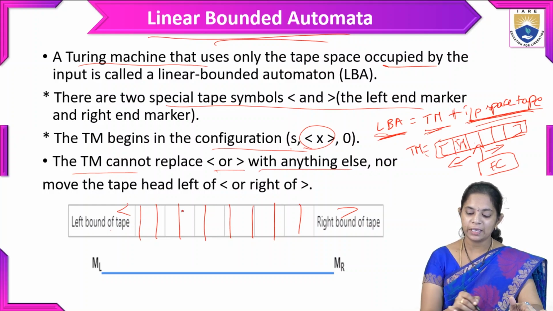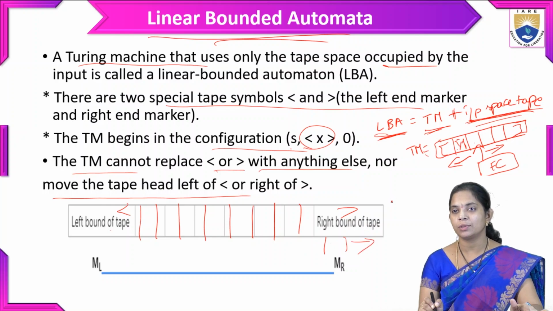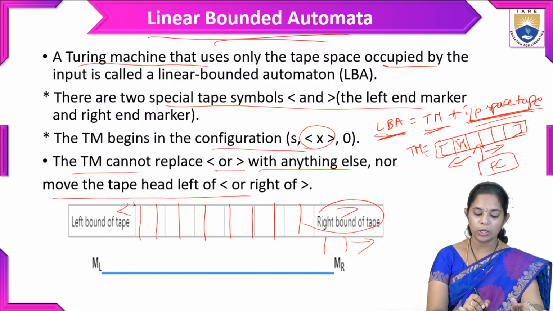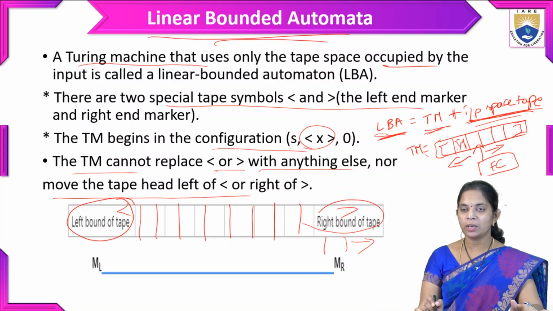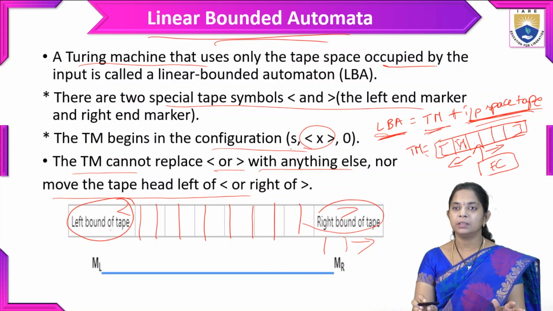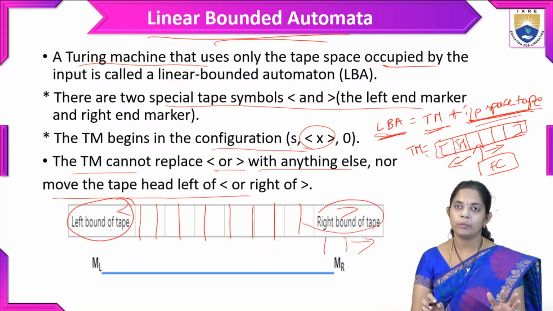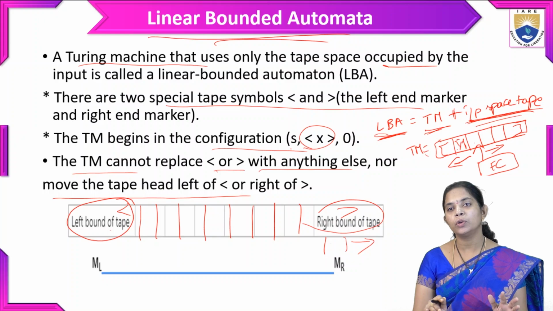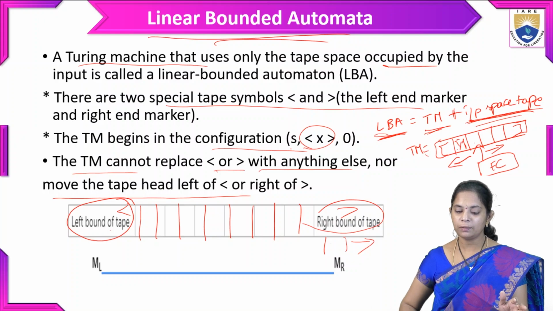We also can't move the tape ahead in the left or right direction, or even move the tape space, the input space. This boundary is not going to be changed. This is the linearly bound automata limitation: we can't move beyond left or right. Whatever input space is given in the input tape is what is going to be used. Whatever boundaries we have, we are not going to change them. So this is about the linearly bound automata.